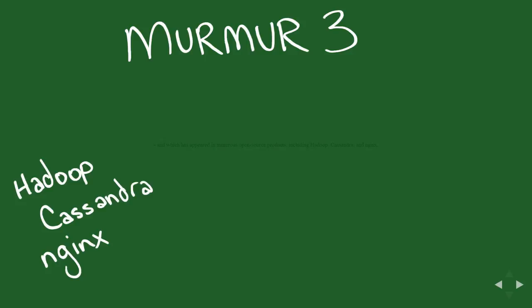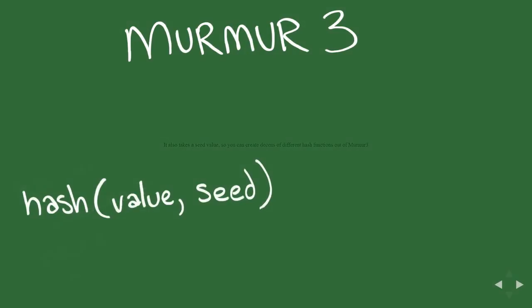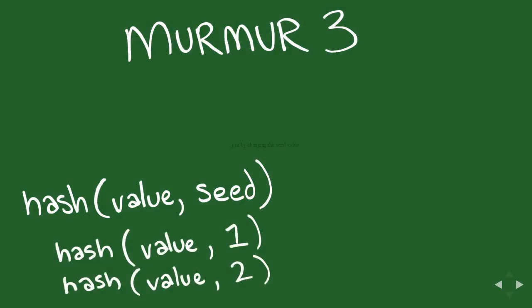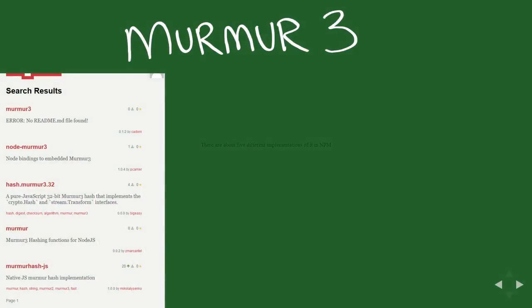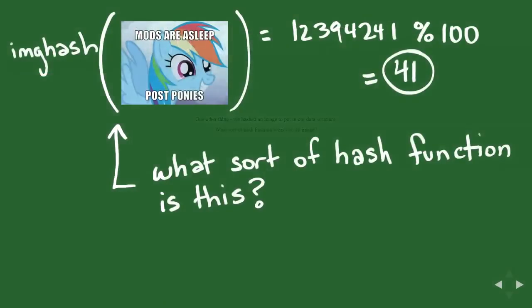A common hash function used for this purpose is the non-cryptographic, well-avalanching, public domain MurmurHash3, implementations of which exist for most modern languages, and which has appeared in numerous open-source products, including Hadoop, Cassandra, and Nginx. It also takes a seed value, so you can create dozens of different hash functions out of MurmurHash3, just by changing the seed value. There are about 5 different implementations of it in NPM.